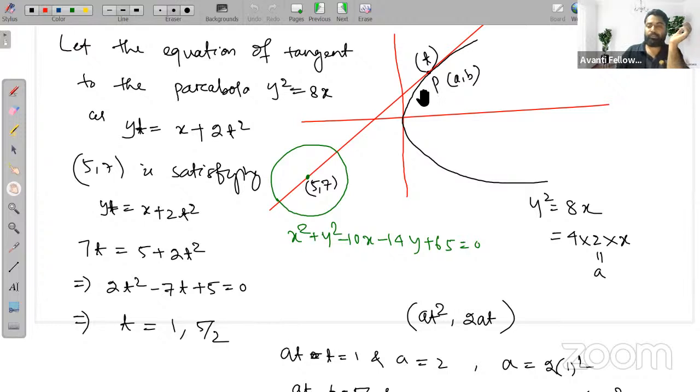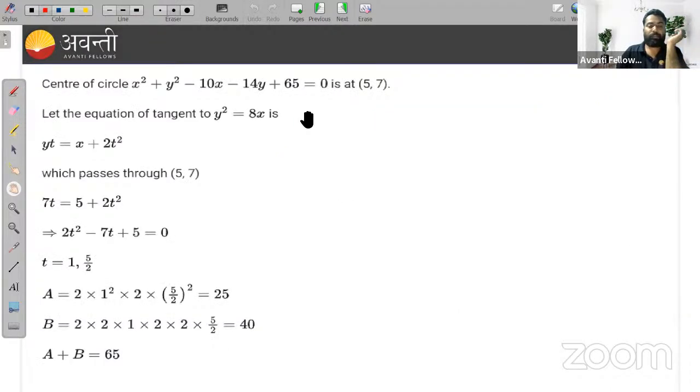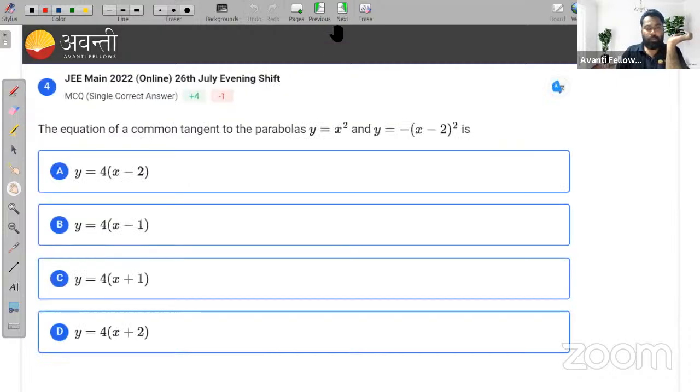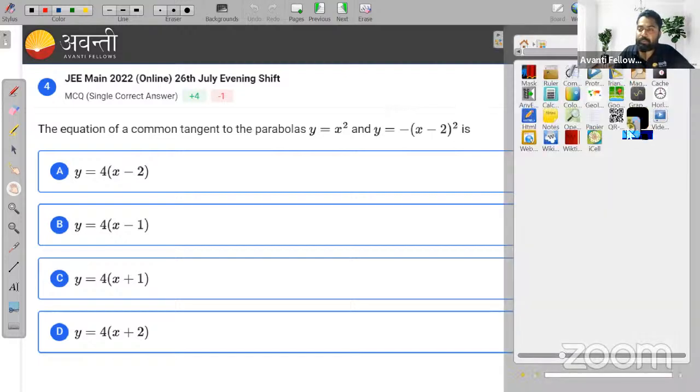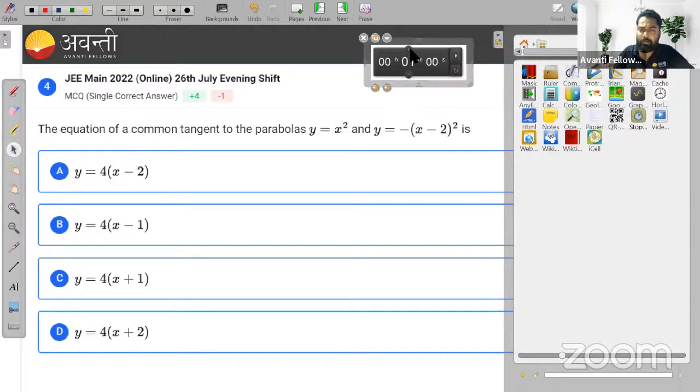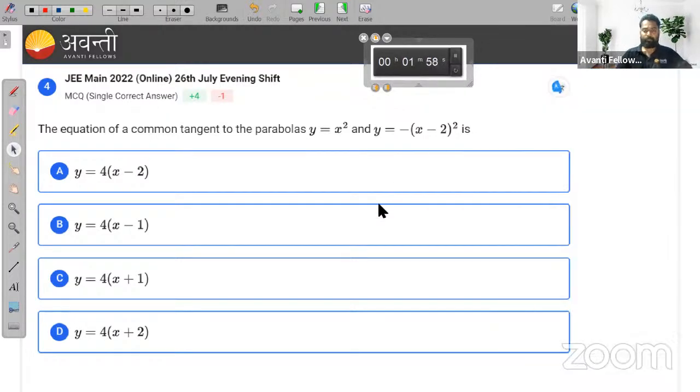Clear? So let's move to the next question, and the solution is here. You can see here. The next question is, you need to find the equation of the common tangent to the parabolas y = x² and y = -(x - 2)². I am giving you 1.5 minutes for this question. Try to solve it. Your time starts now.